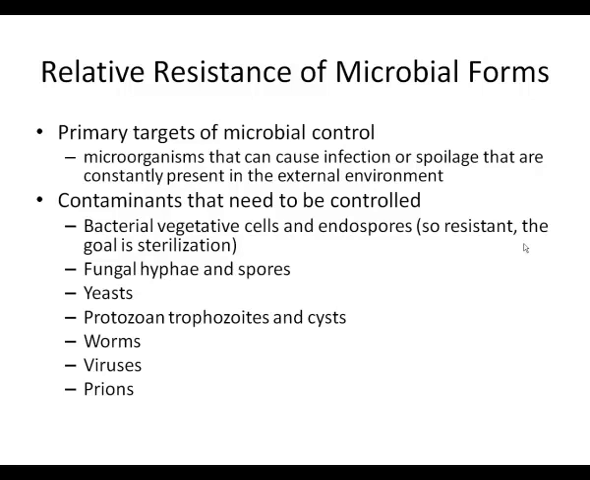Contaminants that need to be controlled go from soup to nuts, everything from bacterial cells and endospores to things as deadly as prions. You can see the list here of everything that needs to be controlled.